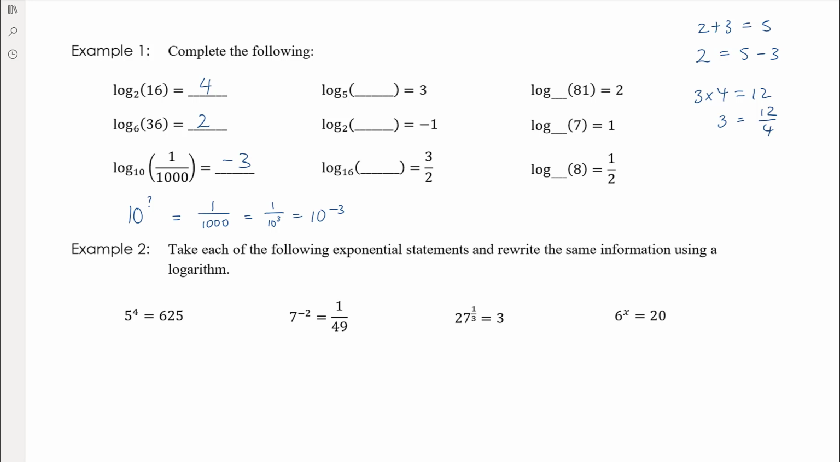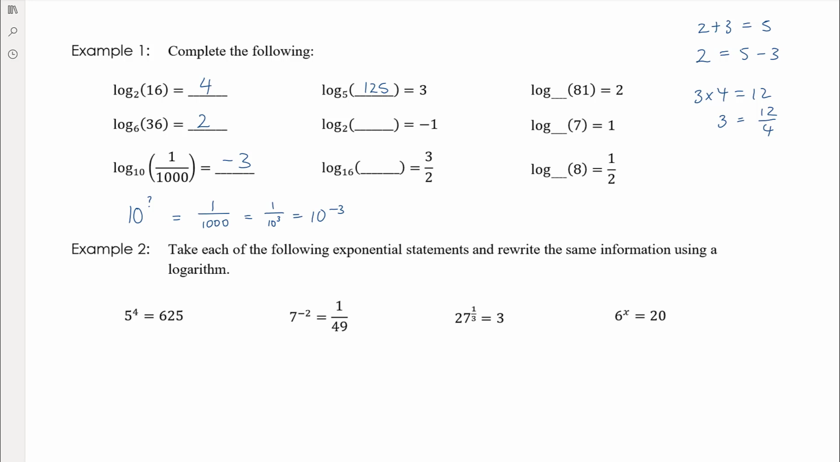Okay, let's have a think about the second column. This time it's the thing inside the log that is missing. So we've got log base 5 of something is equal to 3. Again, if we're counting in a times 5 kind of way, and we take 3 steps, what do we get to? Well, 5 to the power of 3 is going to equal whatever is in here. So this will be 125.